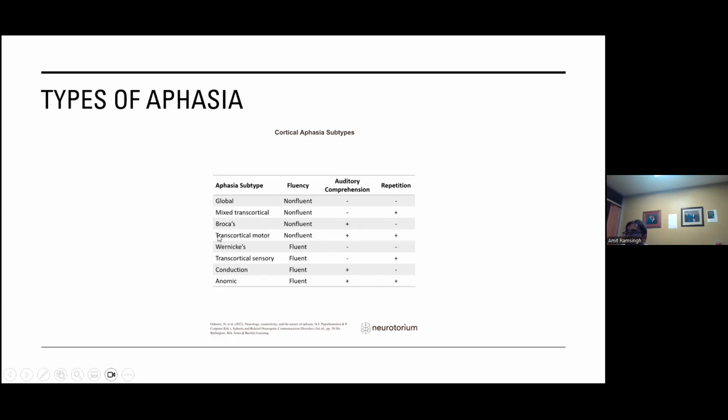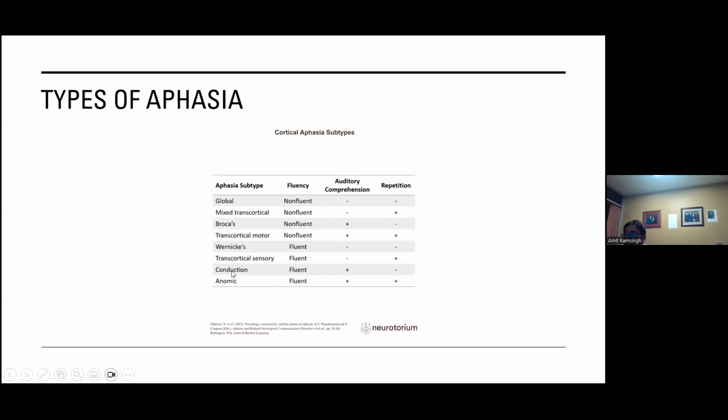Now, you have transcortical motor and transcortical sensory. And basically, they are almost the same as Broca's and Wernicke's, respectively, with the exception that repetition is intact. So that's an easy way to appreciate the difference between a transcortical motor aphasia and a Broca's, and Wernicke's from a transcortical sensory, respectively.